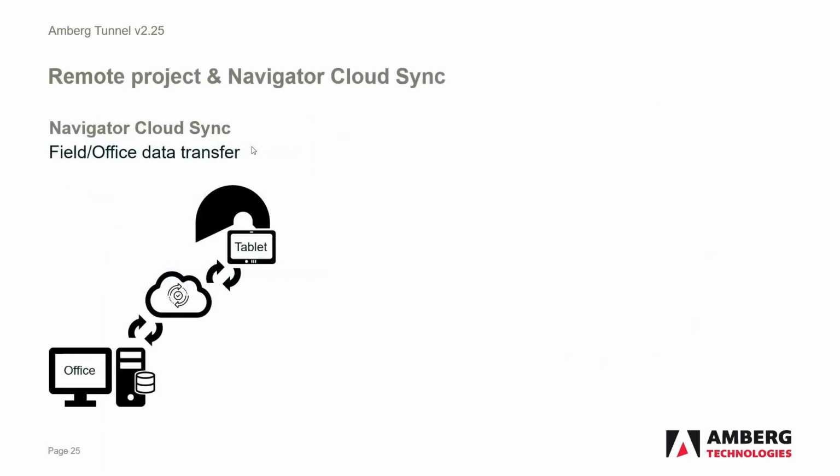So just before I jump across to my other desktop, I just want to emphasize the difference between Navigator Cloud Sync and Remote Project, because there sometimes is confusion about what the difference is. Navigator Cloud Sync is, as I mentioned previously, simply a data transfer mechanism between the office and the field, between the Amberg Navigator tablet in the tunnel. The value proposition is that the tablet does not need to leave the tunnel. It can stay in the lockup in the tunnel.